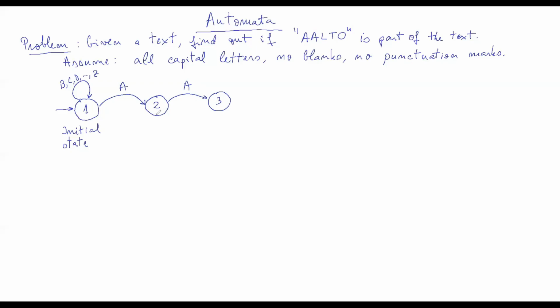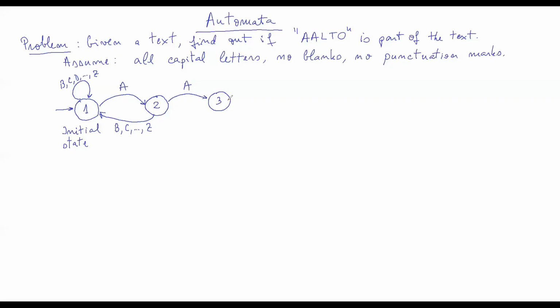But if you were in this state, meaning you had seen an A in the last letter you've read, and the letter that you are currently reading is not an A, but something else, then all of a sudden you say, well, I'm back to square one. So I did have an A, but it's not followed by another A, so really I still have to wait for the beginning of my word alto. So this was not the beginning of the word. So any other letter that you might read in this state, you again go back to zero expectation mode. So you go back to square one.